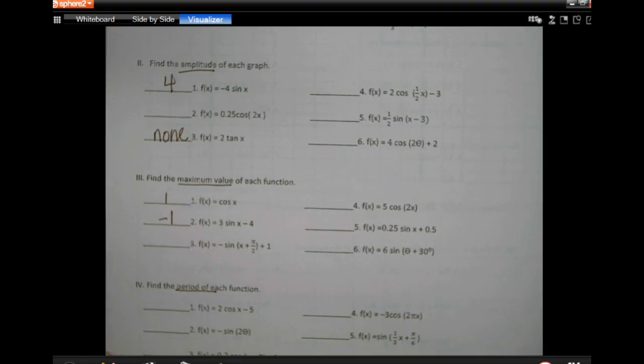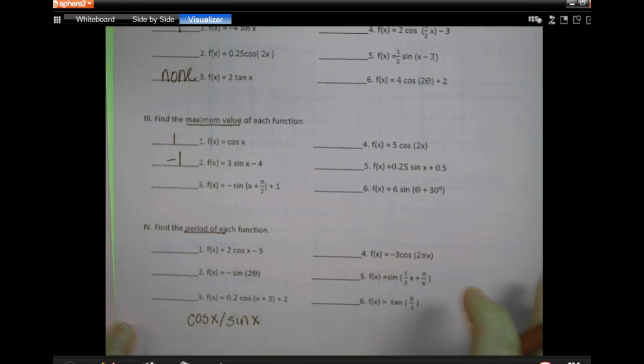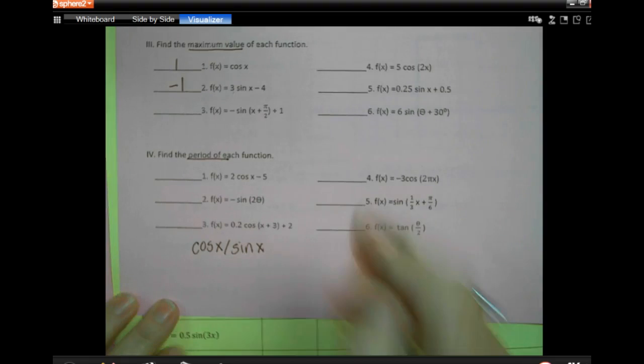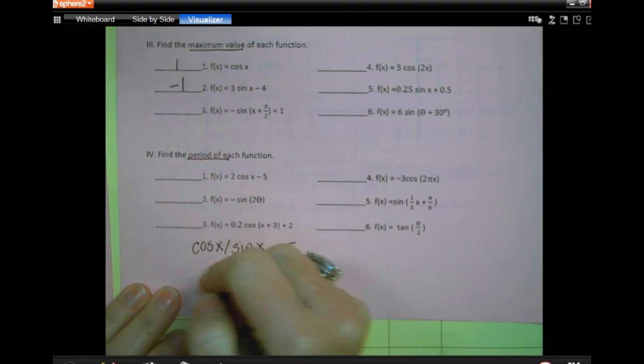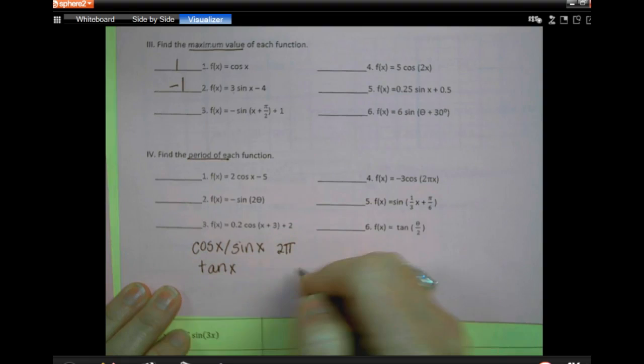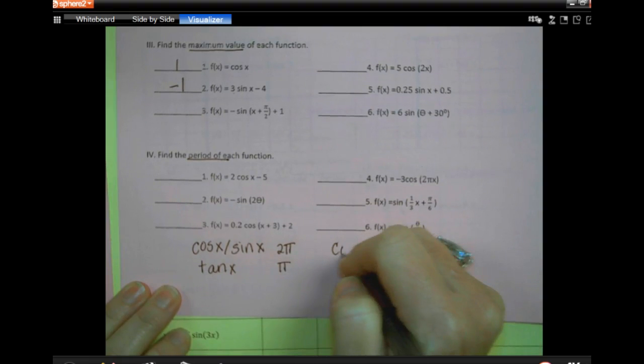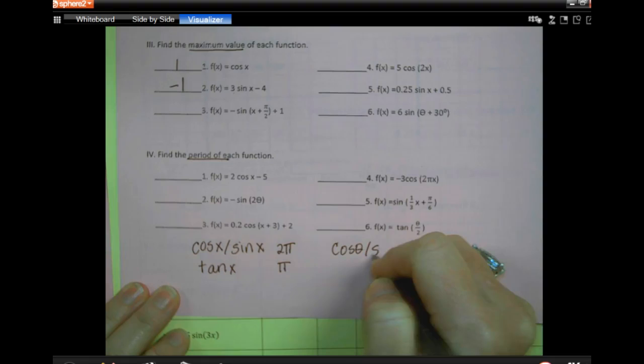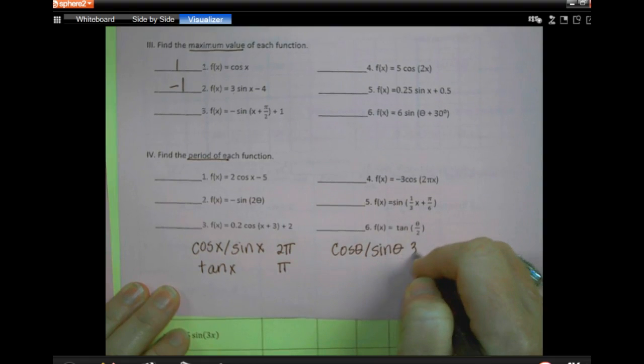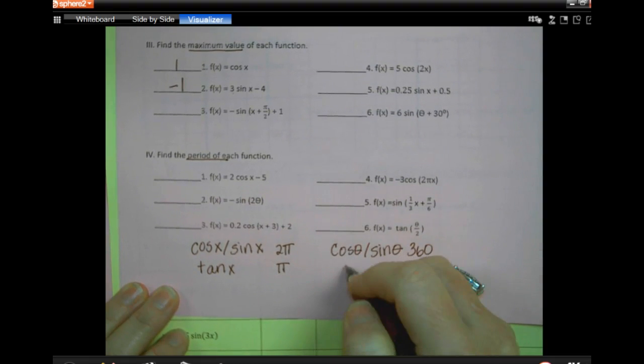The period of each function. So let's write it down. If it's the cosine of x or the sine of x, it's 2 pi. And tangent of x is pi. How do you know when to use pi or when to use the... Because it has theta.